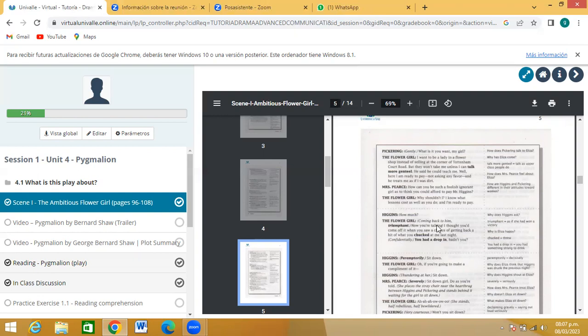So it says, the flower girl. I want to be a lady in a flower shop instead of selling at the corner of Tottenham Court Road, but they won't take me unless I can talk more genteel. He said he could teach me. Well, here I am, ready to pay, not asking any favor, and he treats me as if I was dirt.